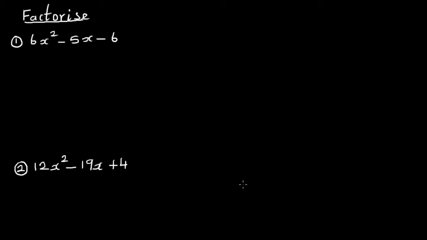Let's factorize these two quadratics: 6x squared minus 5x minus 6 and 12x squared minus 19x plus 4. The first step is to multiply the coefficient of x squared and the constant. 6 times negative 6 gives you minus 30. And we want to find the two factors of that product which add to give you minus 5.